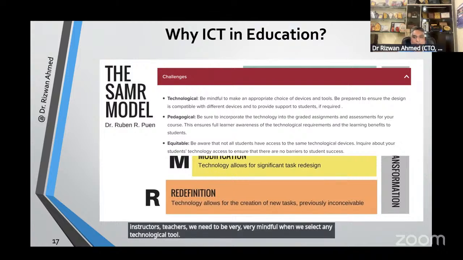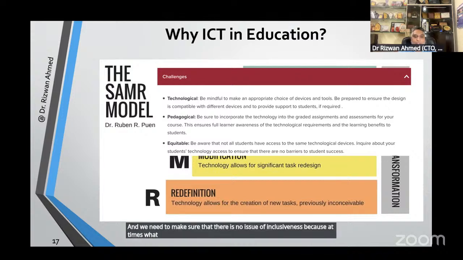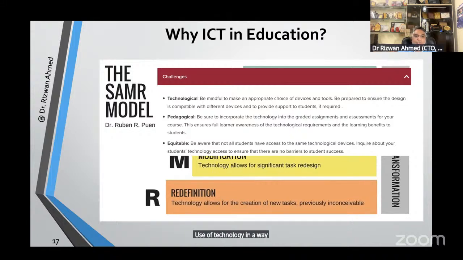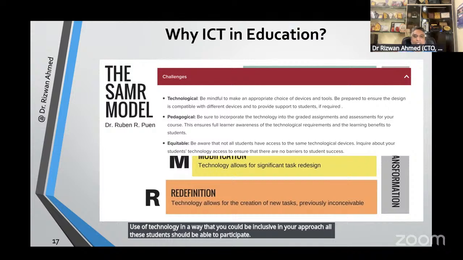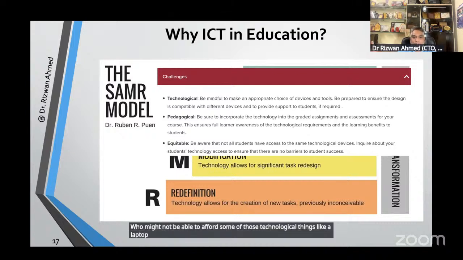We need to make sure that there is no issue of inclusiveness, because at times what I've seen is when you make use of technology, not everyone in your class would have access to all the right tools. So you need to balance the use of technology so that you can be inclusive in your approach. All these students should be able to participate. It should not be that people who have the right tools are able to contribute better as compared to others who might not be able to afford technological things like a laptop or a phone.